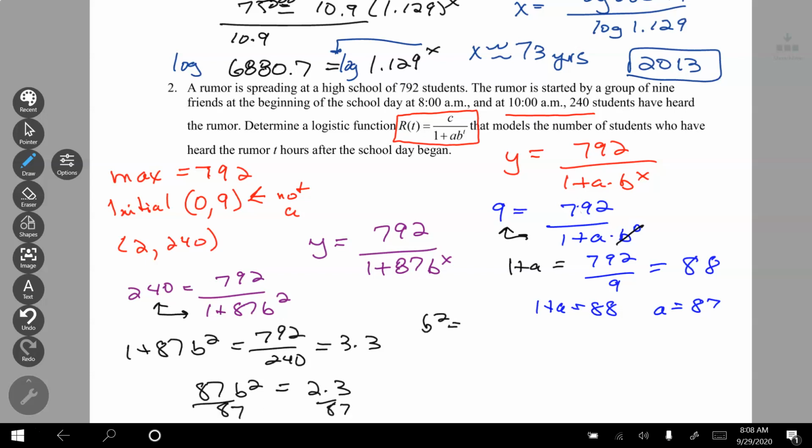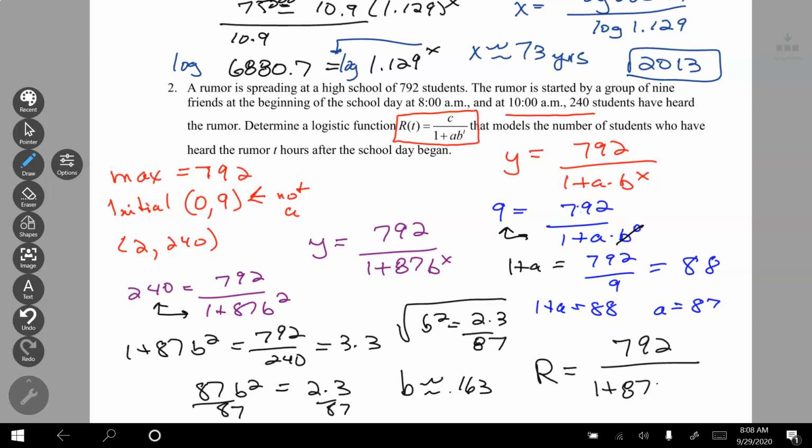I have b squared is equal to 2.3 over 87. Square root both sides, and I get b is about 0.163. So now finally I have y equals 792 over 1 plus 87 times 0.163 to the x. This is the formula on how this rumor is spreading around school.